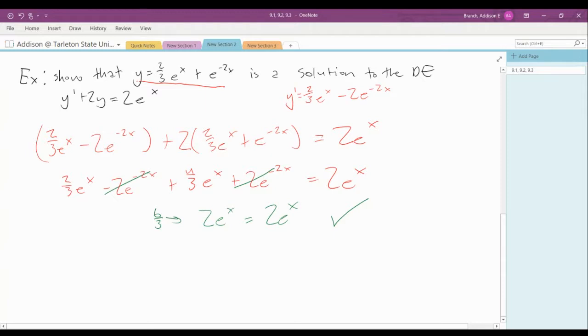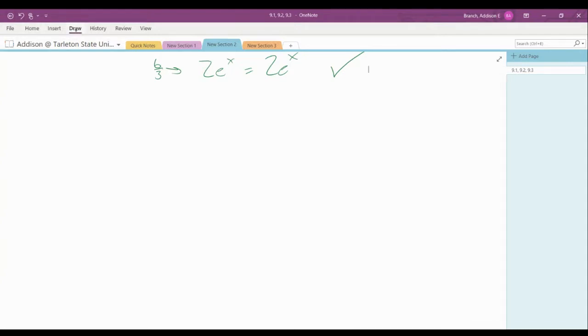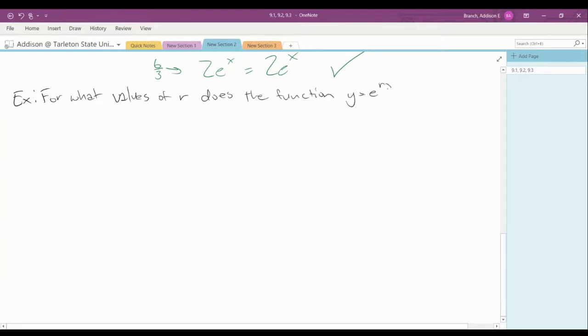So let's try another example. In this example, we want to know for what values of r does the function y equals e to the rx satisfy the differential equation 2y double prime plus y prime minus y equals 0.